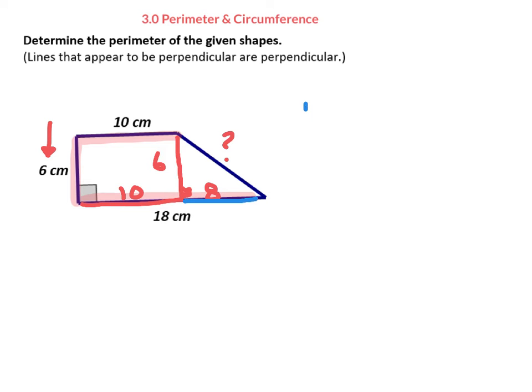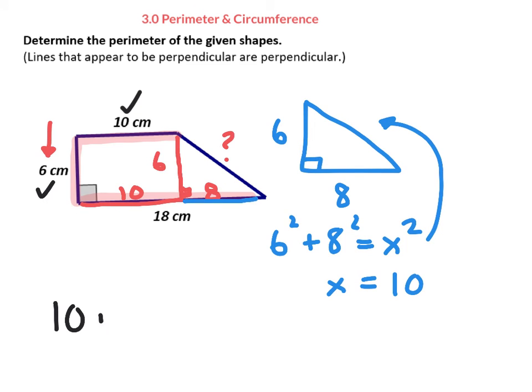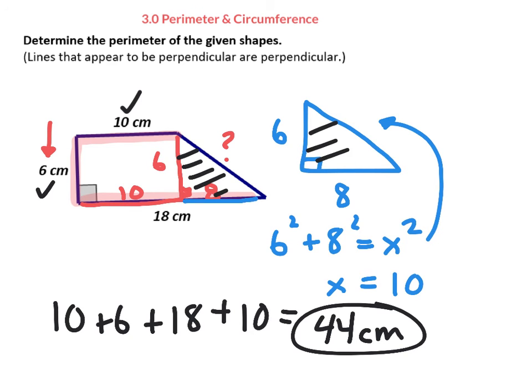Now, look, we have a little triangle, and it has a 6 on one side. It's a right triangle and an 8. And you and I could use the Pythagorean theorem here and solve for our guy here, and we would get 10. So what's nice about that is, let's add things together. 10, 6, 18 all the way along the bottom, and another 10. And when we add all of that together, we get the magic number 44 centimeters. This is so cool. I love that we have to use our Pythagorean theorem to pull off some tricks here.